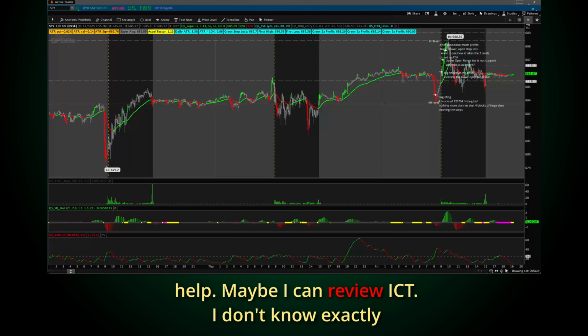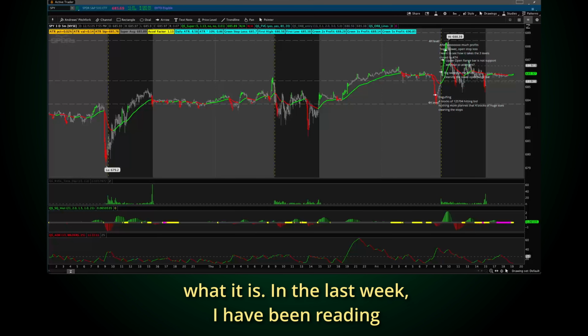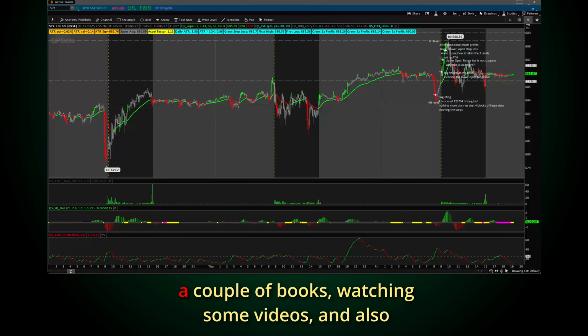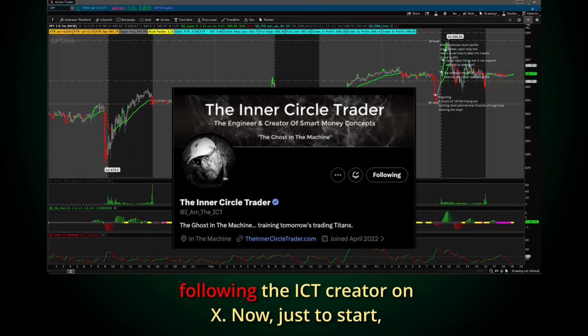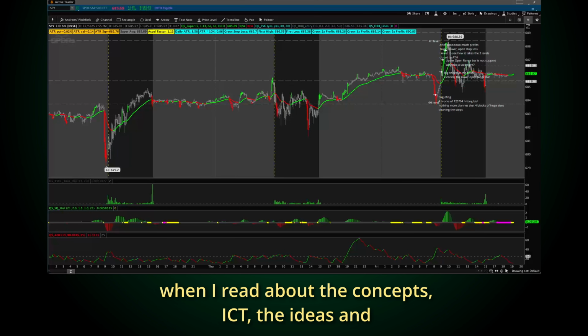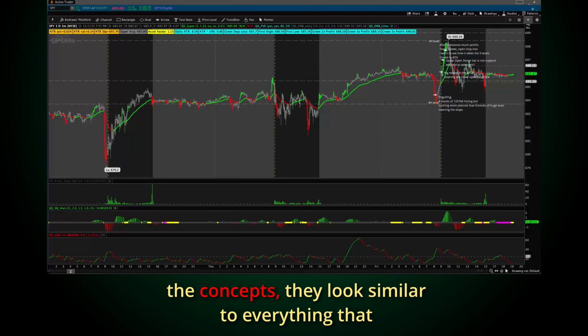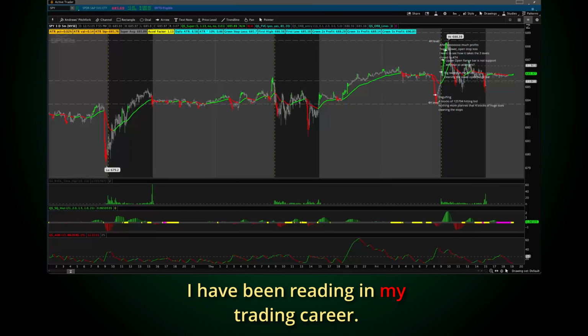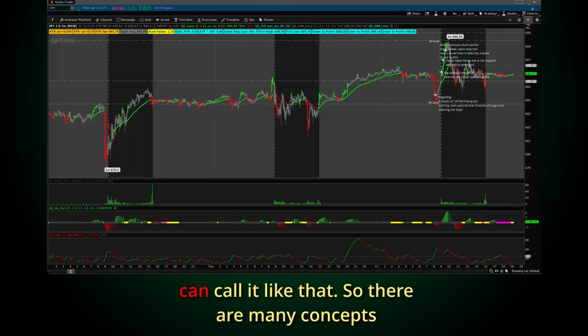Maybe I can review ICT. I don't know exactly what it is. In the last week, I have been reading a couple of books, watching some videos, and also following the ICT creator on X. Now, just to start, when I read about the ideas and the concepts of ICT, they look similar to everything that I have been reading in my trading career, if we can call it that.